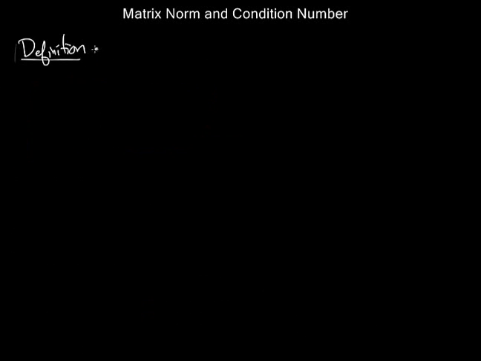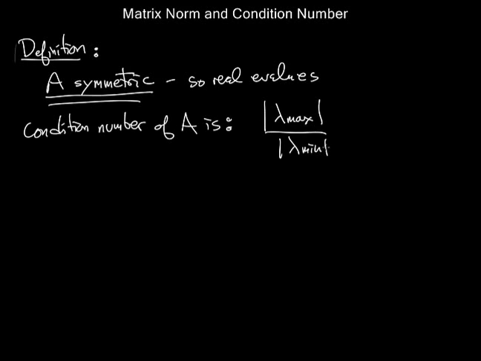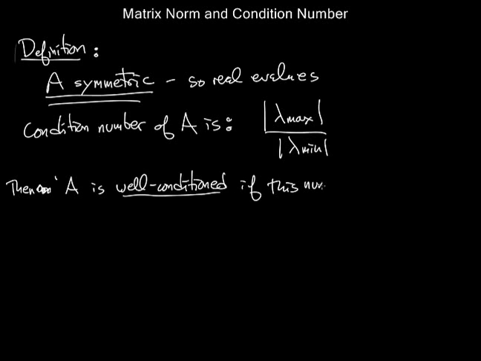Okay, so that motivates the following definition. If A is a symmetric matrix, and it's important that A be symmetric here, since it's symmetric, it has real eigenvalues. And you define the condition number of A to be this ratio, the absolute value of lambda max over the absolute value of lambda min. And the condition number is a measure of how good A is, and we say A is well conditioned if this number is small.